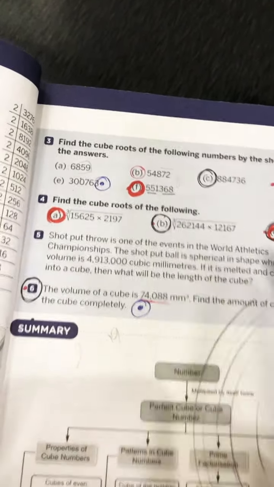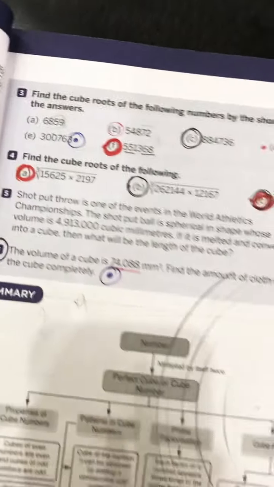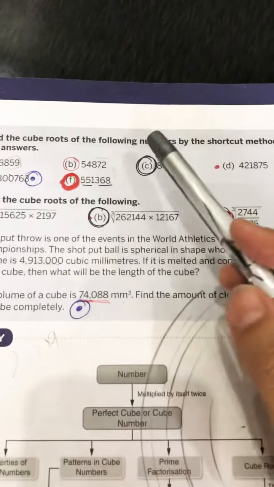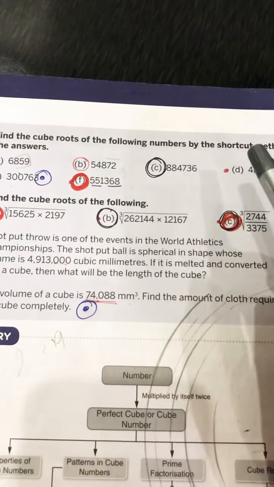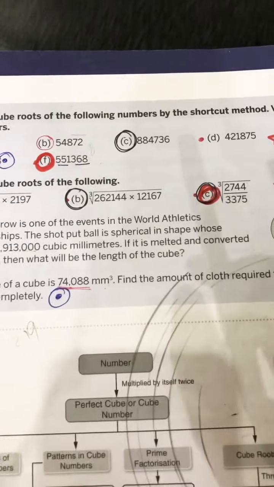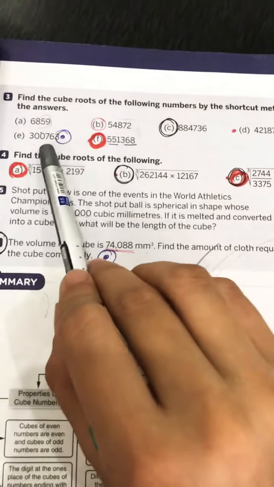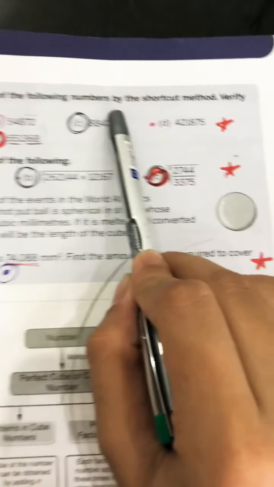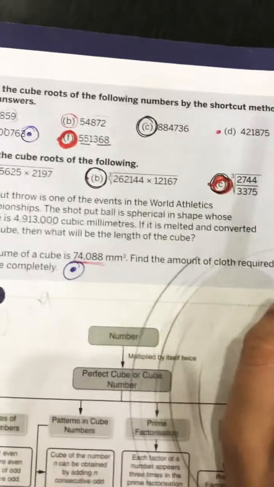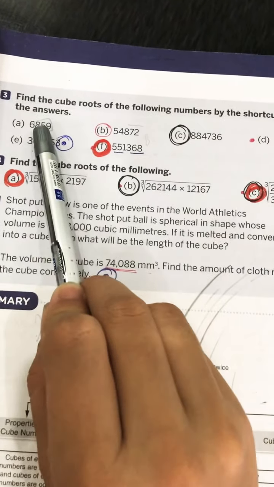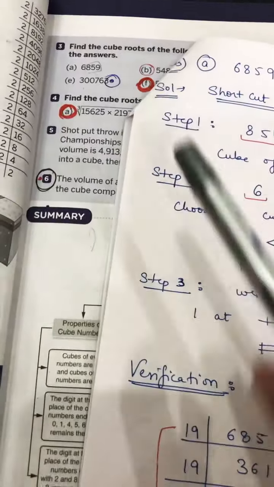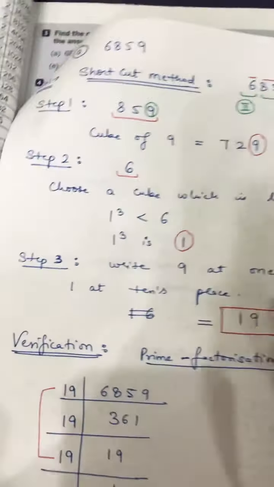Verify the answers. As I've told in the class, question number 3 and 1 are both the same, but in question number 1 you have to solve the question with the prime factorization and then verify with the shortcut method. This question is totally opposite to question number 1. In this you have to solve the question with the shortcut method and then verify with the prime factorization. Okay, so here is part number 1, 6859.